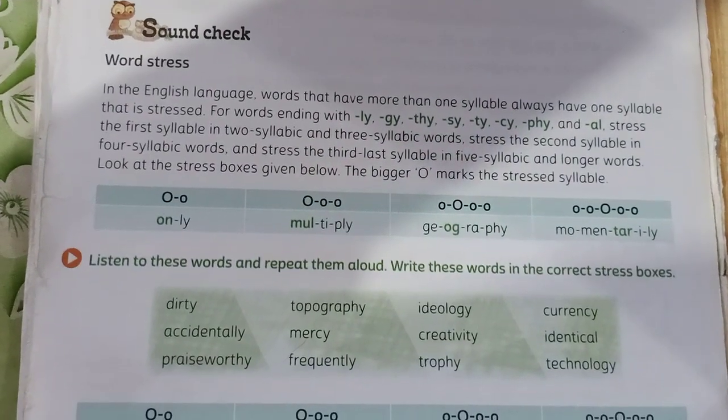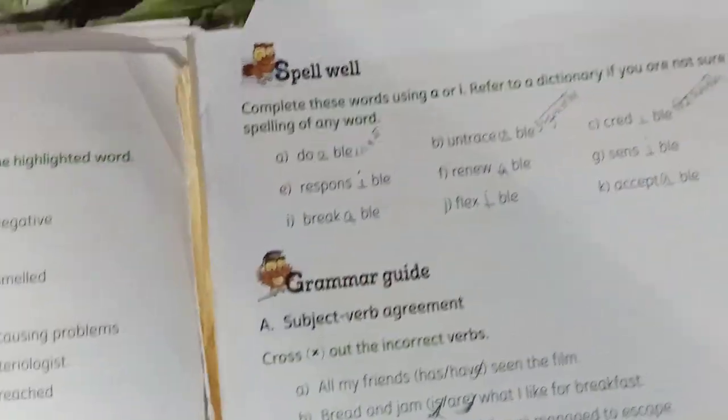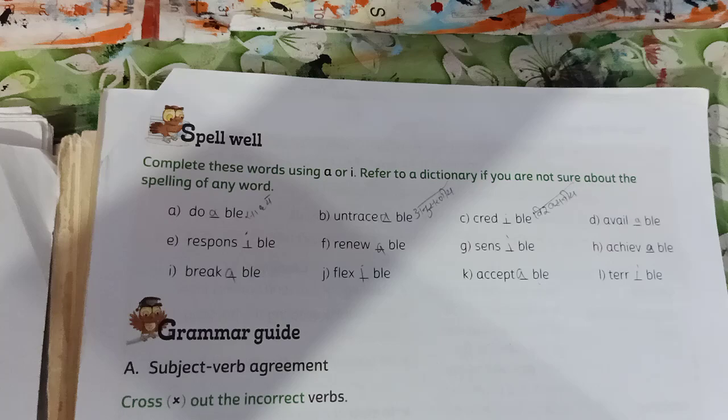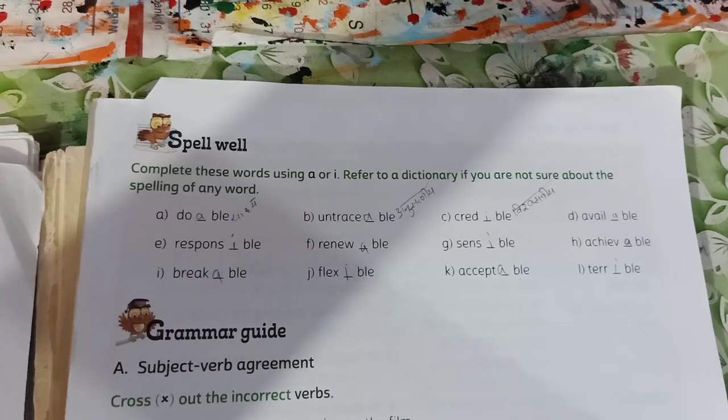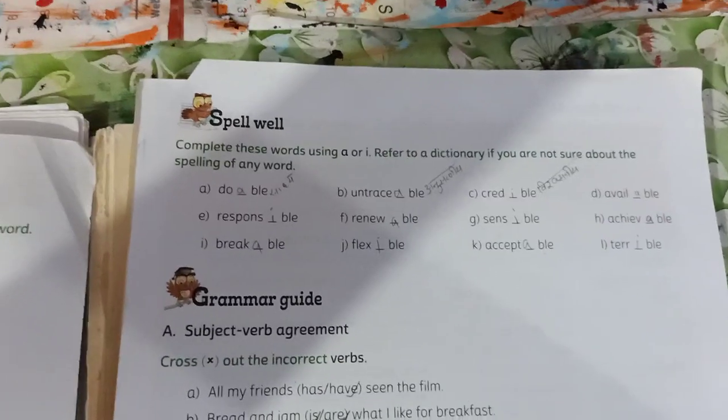The next is Sound Check. That you will all do by yourself. The next is Spell Well. Here you will use the letters A or I to complete the spellings.